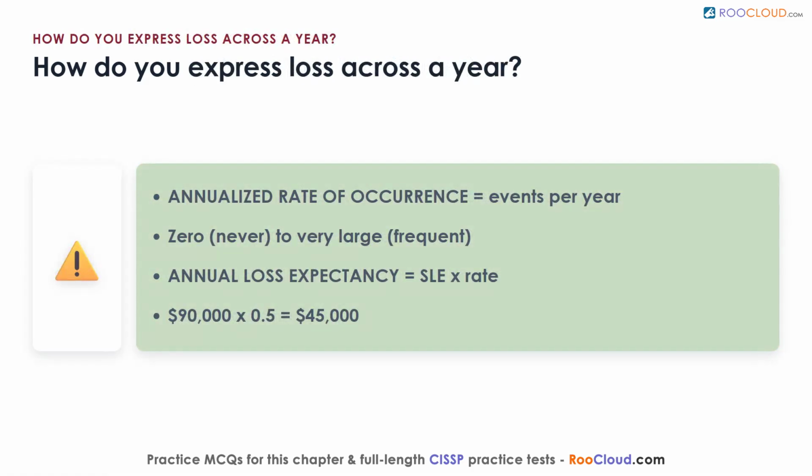How do you express loss across a whole year? By adding frequency to the picture. The annualized rate of occurrence is how often you expect a threat to be realized in a single year. It ranges from 0, meaning never, up to very large numbers for frequent events. An earthquake in a quiet inland town might carry a rate near 0, while malicious email in a busy office could number in the millions. The annualized loss expectancy then combines everything. It is single loss expectancy times the annualized rate of occurrence, or equivalently, asset value times exposure factor times that rate. If a single loss expectancy is $90,000 and the rate is 1/2, the annual loss expectancy is $45,000.